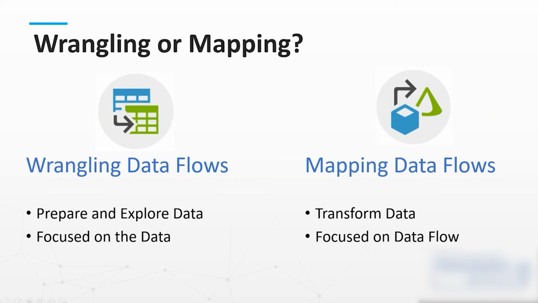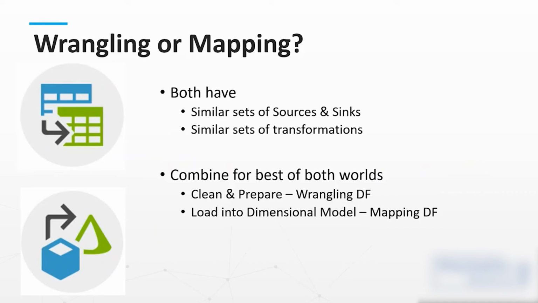So the way I tend to think of it is, since both of them have similar sources and sinks, similar sets of transformations, although the mapping data flows have more transformations, usually what we do is we'll combine them to have the best of both worlds. In that case, for a modern data warehouse solution, clean and prepare the data using wrangling data flows. Then you can load the data into a dimensional model in the data warehouse using the mapping data flows. That's, I guess, the ideal situation. Or you could just use your Azure pipelines too.